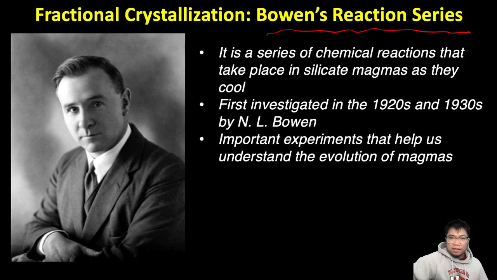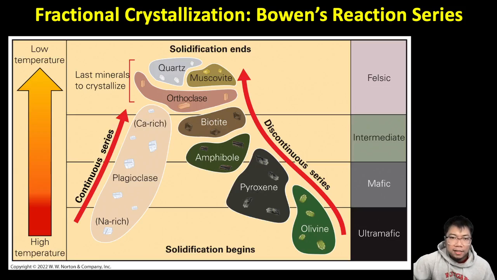So what is that series? It is a series of chemical reactions that take place in silicate magmas. And remember, whenever we have silicate magmas or silicate minerals, that means that we have a component of silicon plus oxygen. Okay? And this chemical reaction was first investigated by this person right here, Norman Bowen, a Canadian geologist who did important experiments that help us a lot to understand the evolution of magma. Okay, and that is something that we're going to learn about in this video.